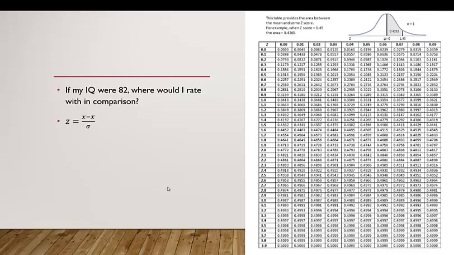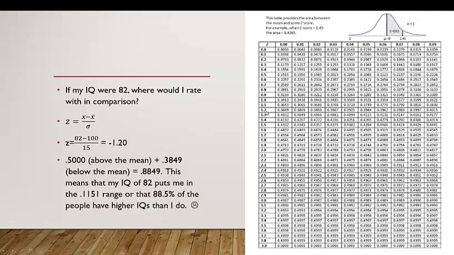Again, we take our formula z-score equals x minus x bar over standard deviation, sigma. We know that my IQ is 82. We subtract the mean from that. We get negative 18. Negative 18 over 15 is a negative 1.2. So we take 1.2, it's just negative, doesn't mean anything to us. What it means is that we have now 0.5000 above the mean. We're still going to add our 0.3849, and we find that we come out 0.8849.